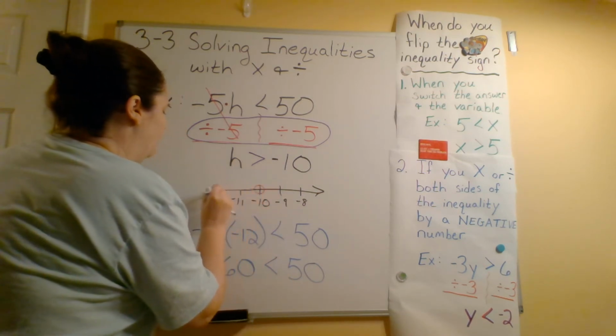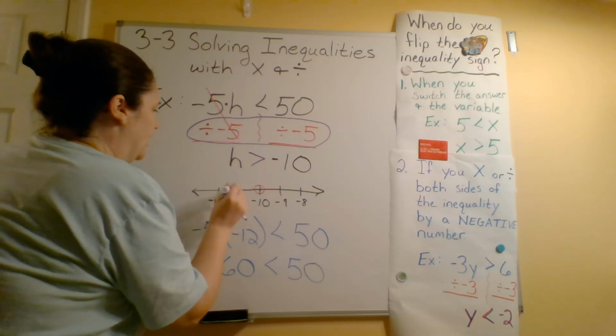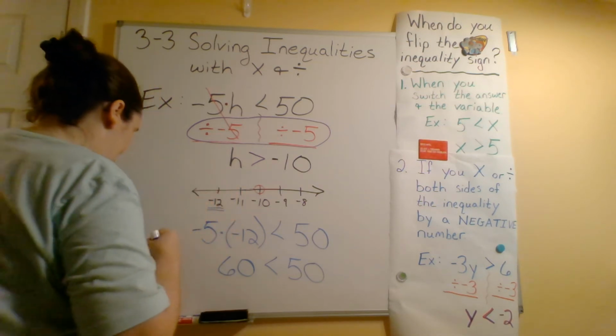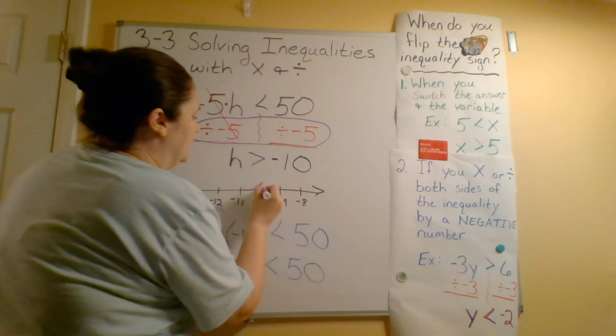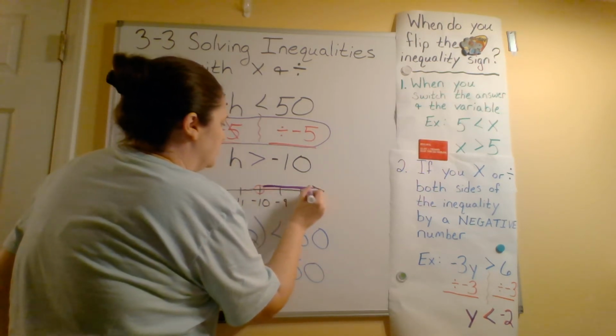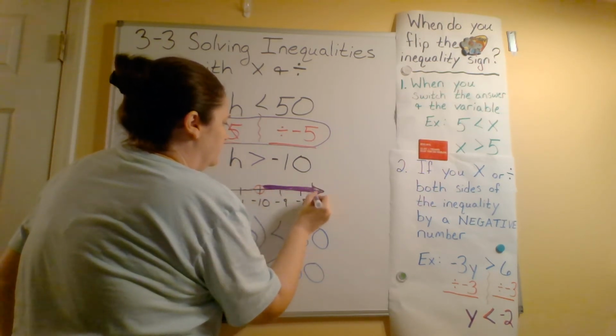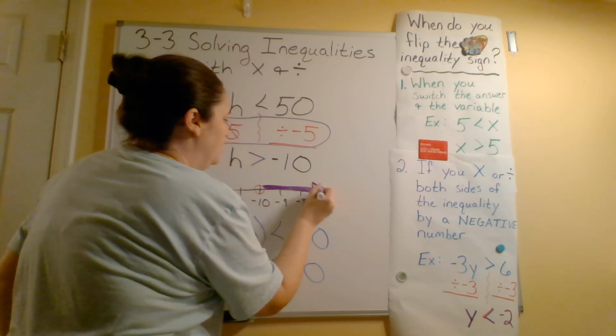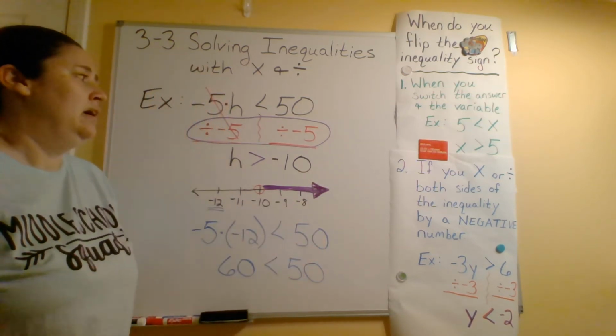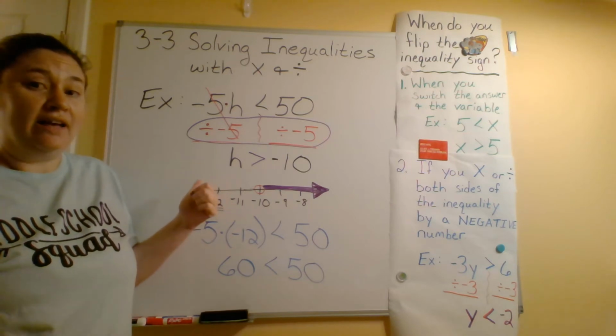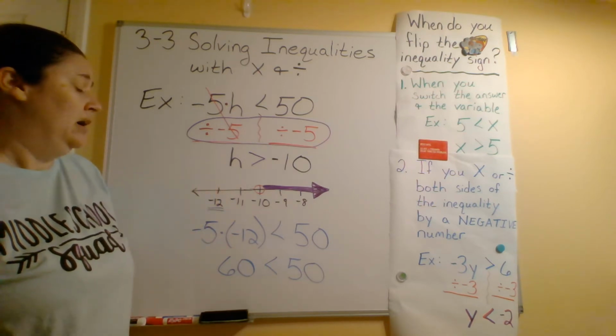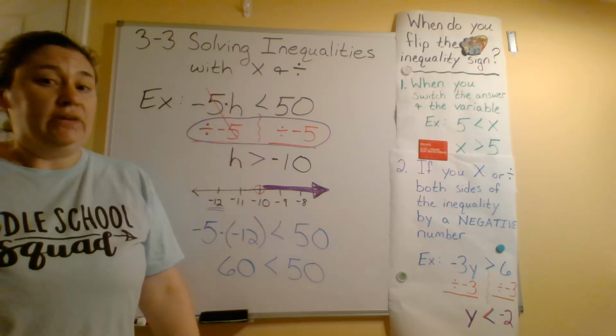We have to graph all of the numbers that are greater than negative 10. So my line needs to go to the right. Once again, I know you're thinking, I don't like this. Why do we have to do that? That's dumb. I quit. You can't quit.